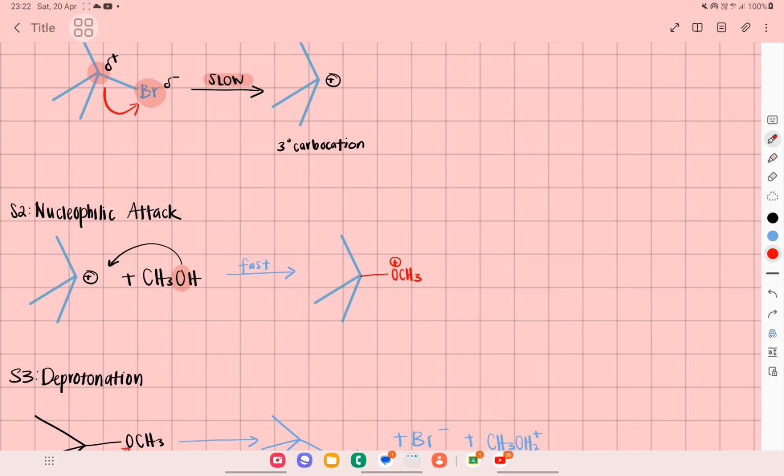In the second step, a water molecule will act as a nucleophile and attack the carbocation. The lone pair of electrons on the oxygen atom of water will form a bond with the carbon atom bearing the positive charge.